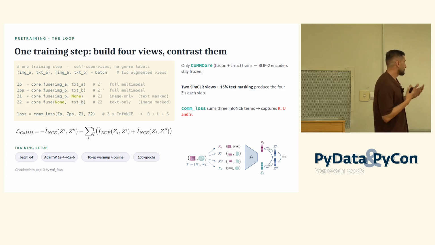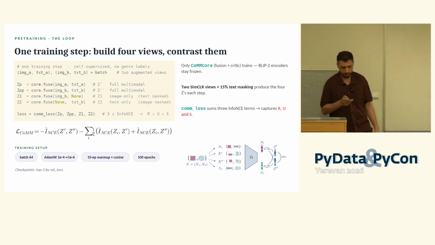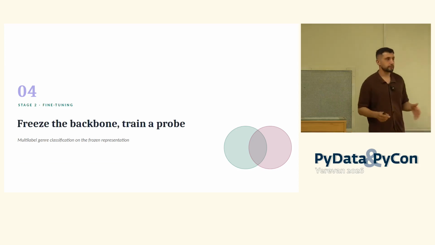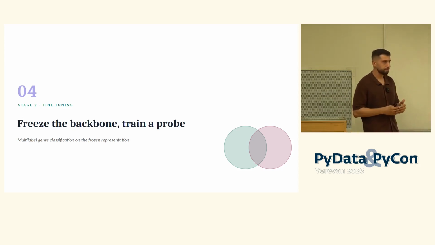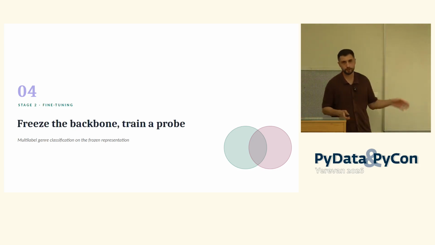And I use some hyperparameters. Basically, I use a warm-up cosine scheduler. I trained for 100 epochs. Okay, once pre-training is done, we need to classify this label, right? So we can freeze the whole architecture. And the beauty of this is that these representations can be applied in many different tasks.